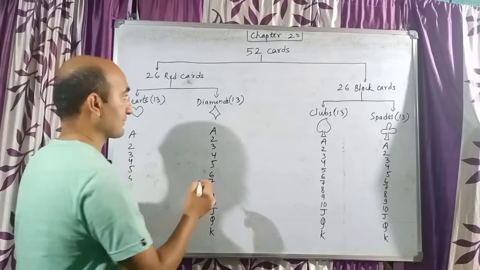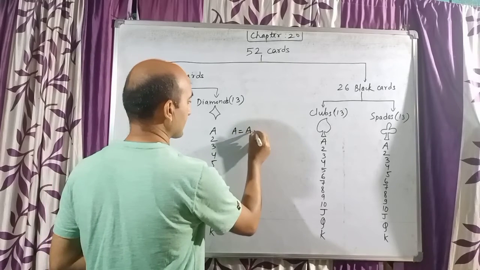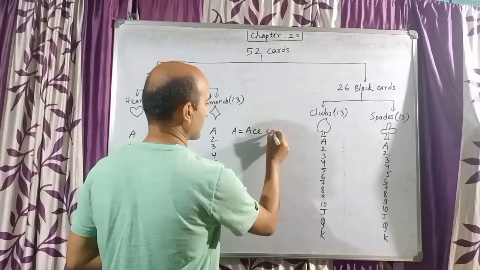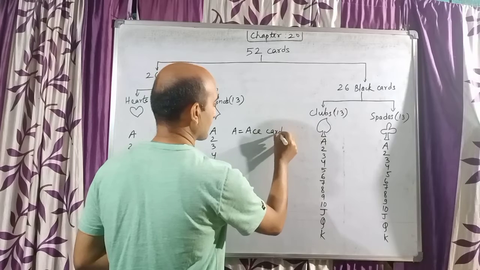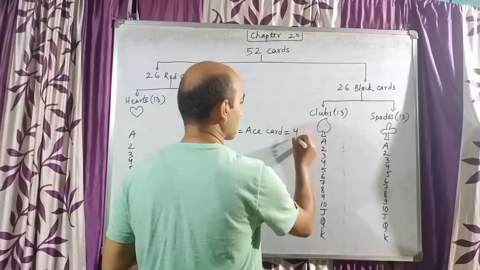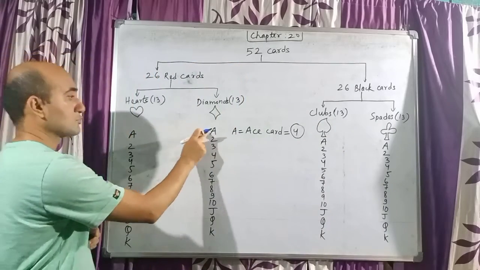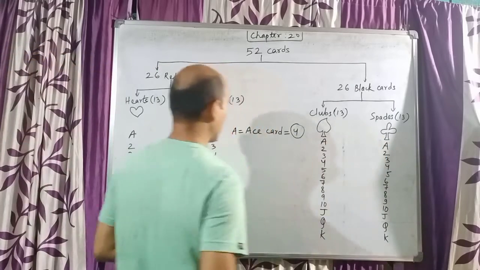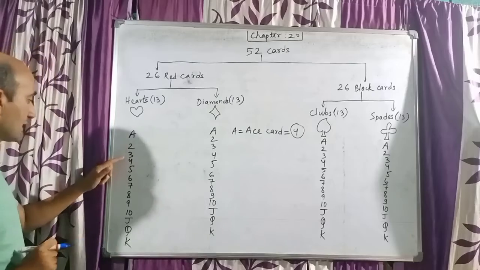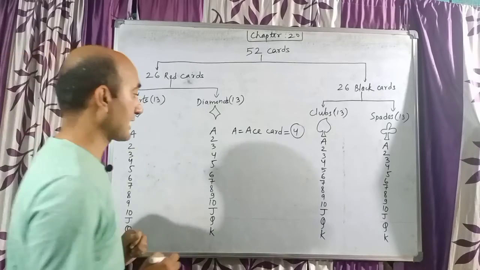Like A, actually A is equal to ace card, and it is 4 in numbers. You can see 1, 2, 3, 4. Now 2, 3, 4, 5, 6, 7, 8, 9, 10. They are called numbered cards.